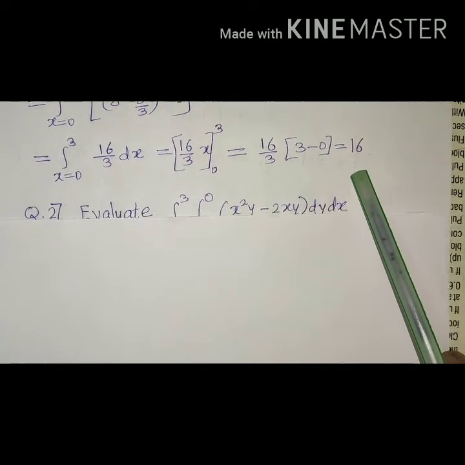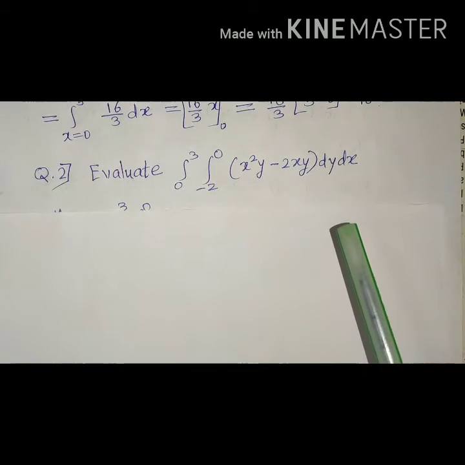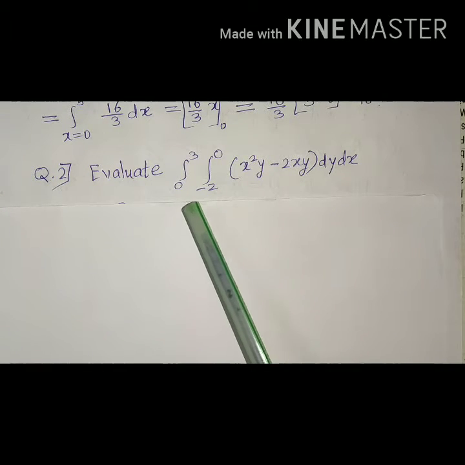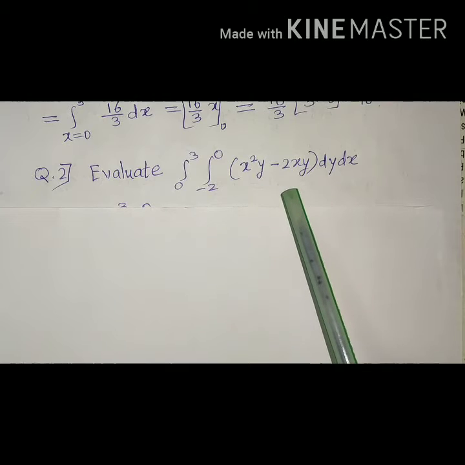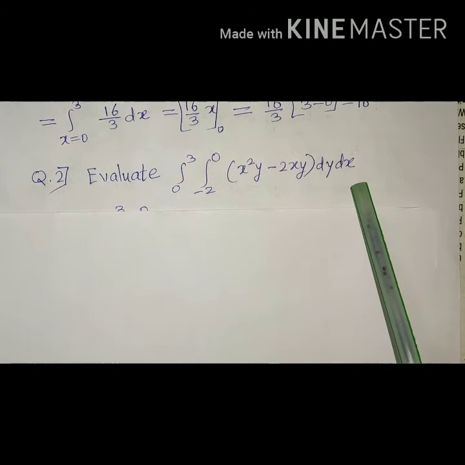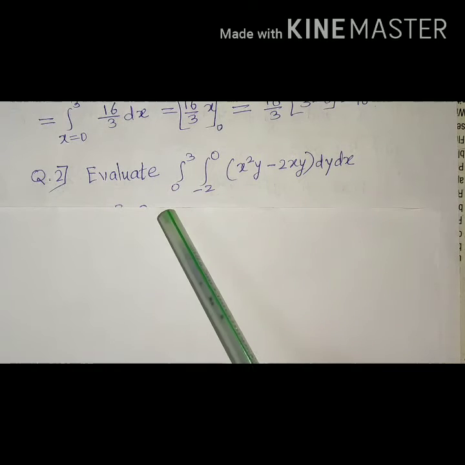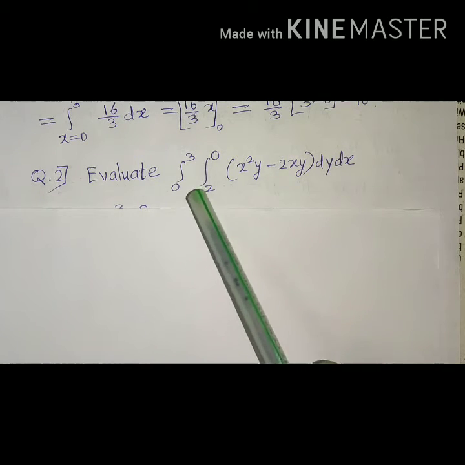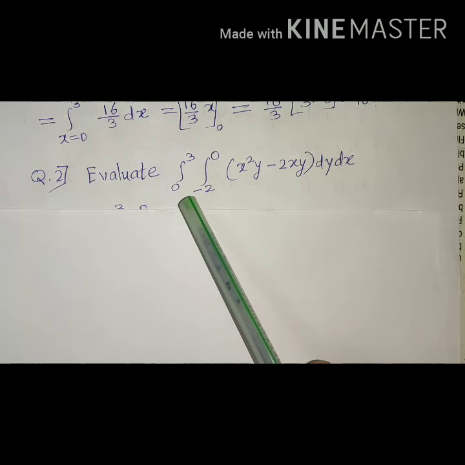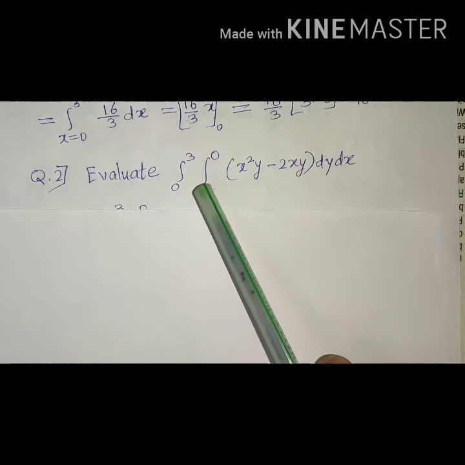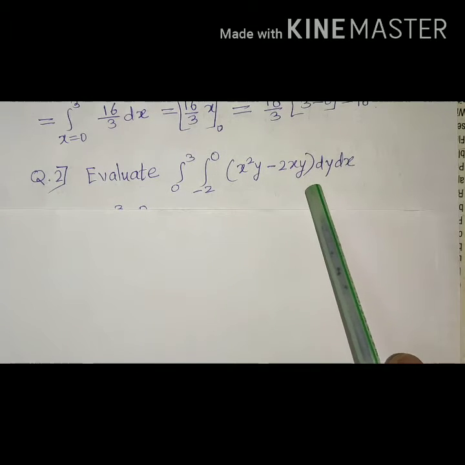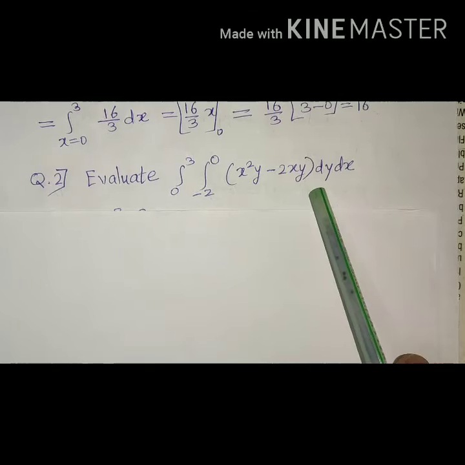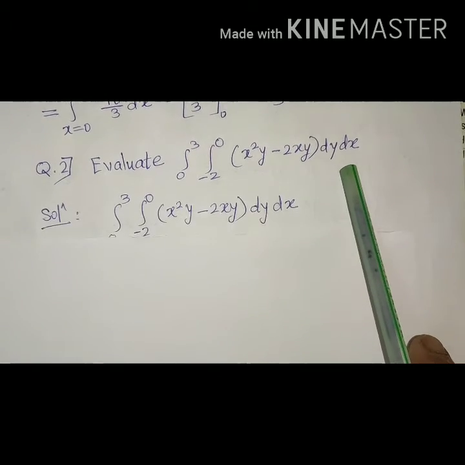Alright, now let us move to the second question. The second question is: evaluate the integration from 0 to 3, integration from minus 2 to 0, of x square y minus 2xy dy dx. Now all of you are watching that the limits are constant limits. So it's a kind of rectangle over which we are integrating. So very naturally the sequence is given over here. First you have to go with respect to y and then with respect to x. So let us solve it.